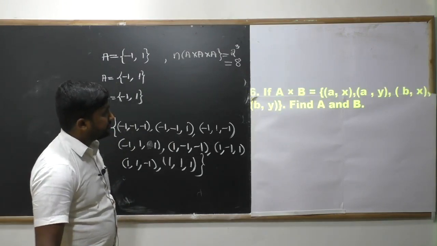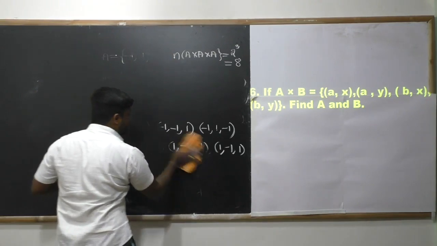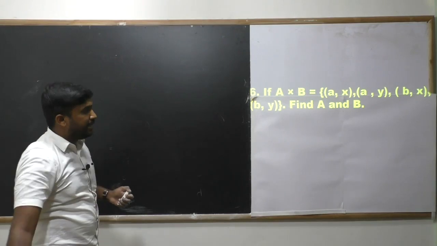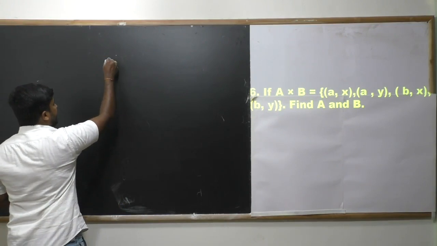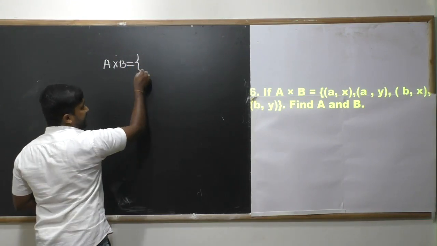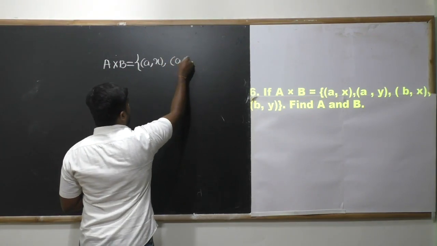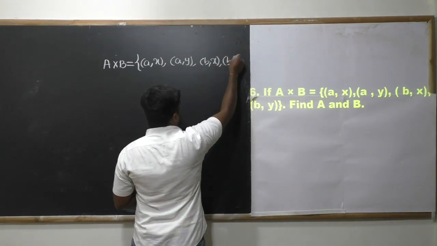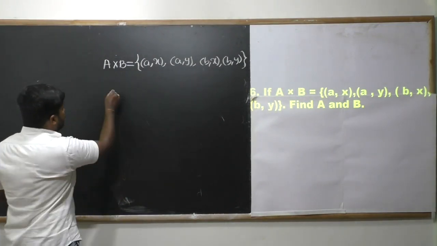Next, in problem number 6, they have given the elements of set A cross B. What is A cross B? Question number 6. A cross B is equal to the set with ordered pairs (a, x), (a, y), (b, x), (b, y). Question is to find sets A and B.